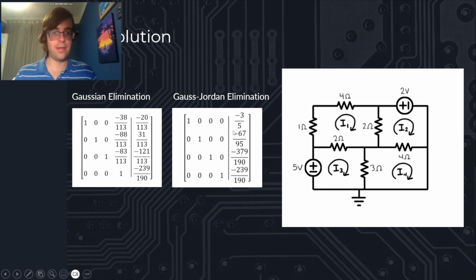And when you're finally done, you end up with these pleasant-looking values. So that means that in loop 1, we're going to have a current of 3/5 of an amp flowing the opposite direction to what we have indicated here, since that's negative, and similar deal for all the other 3 loops.